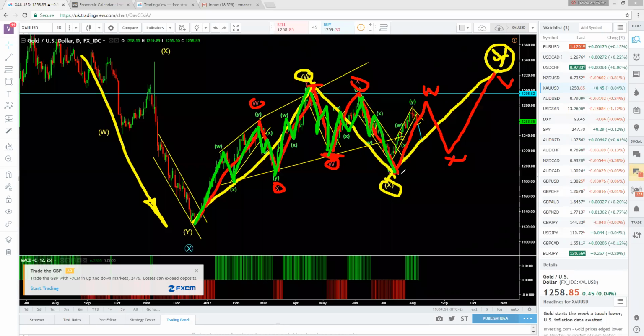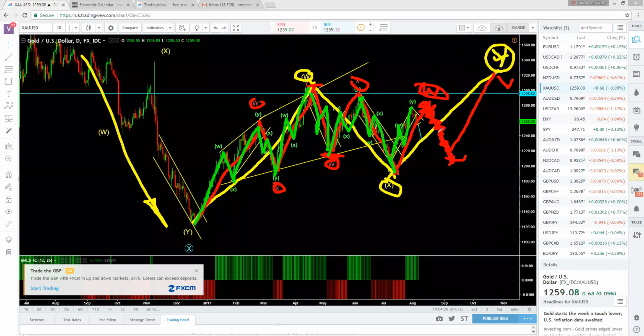And last week, I actually said that if you look at this one, WXY, I said we want a deep pullback. Why was I looking for a deep pullback? Because I was looking for this. Because this red W actually completes this green WXY. So this is why I was looking for this pullback, and now we are in a pullback on gold.